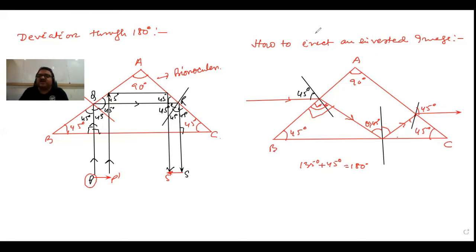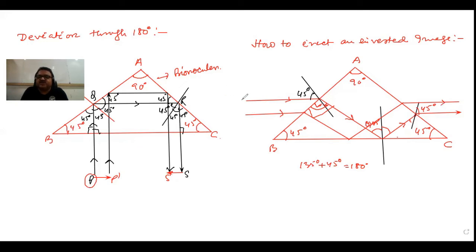Now, if I take another ray, watch this carefully. Parallel to the first ray, the ray will go like this. Is it clear? Now, let me draw the arrow first.